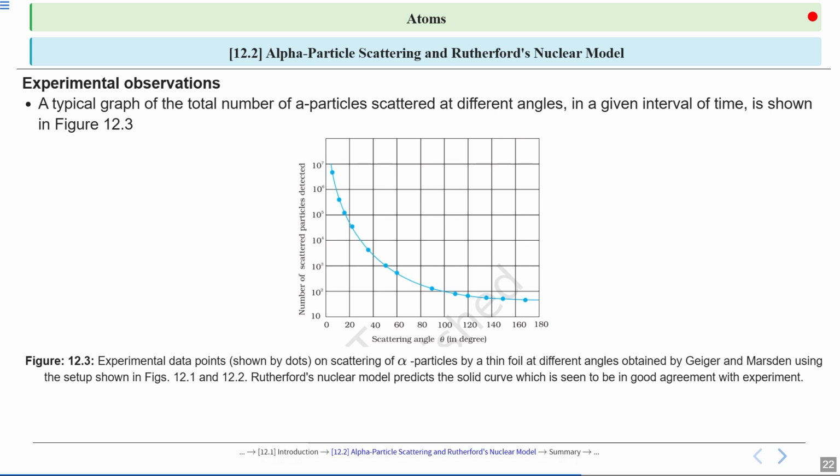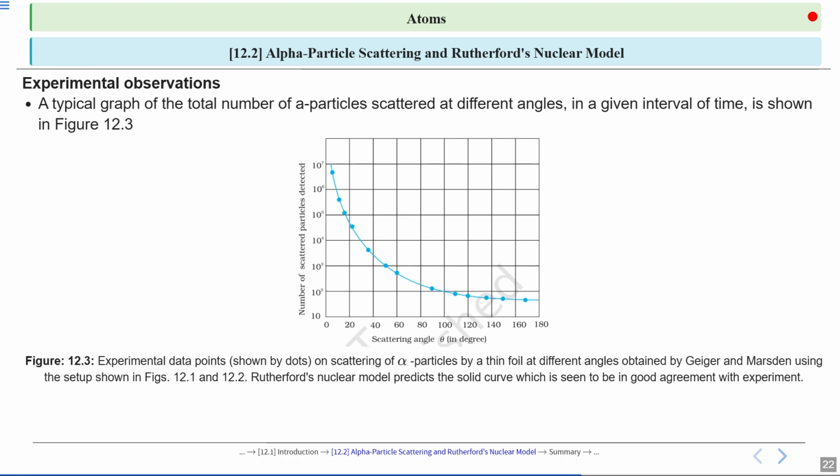Let's examine the actual graph from the experiment. The dots represent the real data points collected by Geiger and Marsden, while the solid curve shows the prediction made by Rutherford's nuclear model. Notice how closely the experimental result matched the theoretical prediction. This strong agreement was key evidence supporting Rutherford's idea that atoms have a small, dense nucleus.